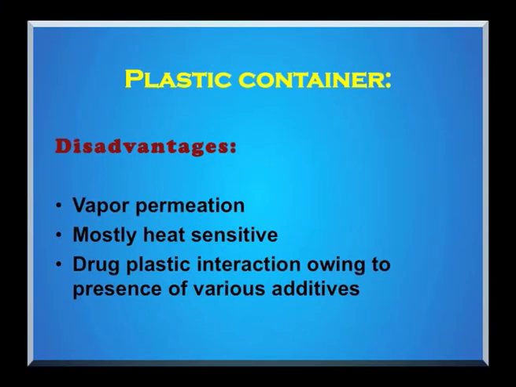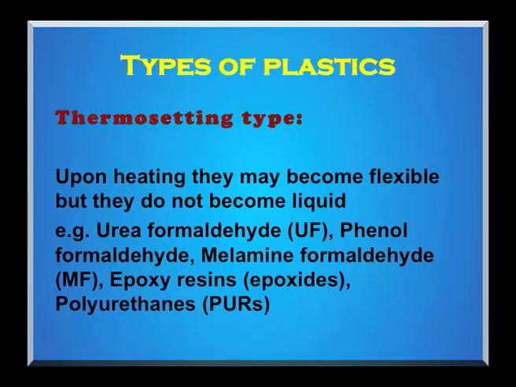The limitations are vapor permeation, mostly heat sensitive, and drug-plastic interaction owing to the presence of various additives. Now what are the various types of plastics? There are two types of plastic. The first one is thermosetting type. Upon heating, they may become flexible but they do not become liquid. What are the examples? Urea formaldehyde, phenol formaldehyde, melamine formaldehyde, epoxy resins, polyurethanes.